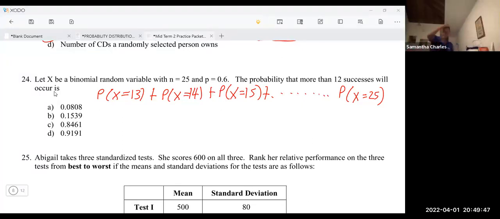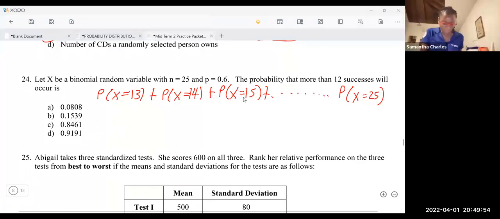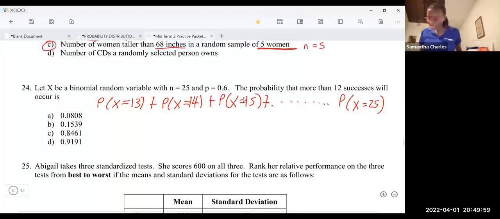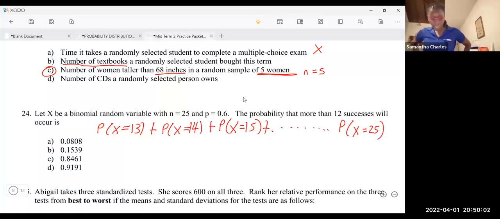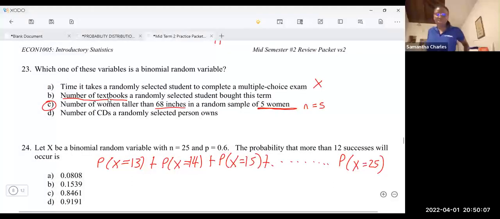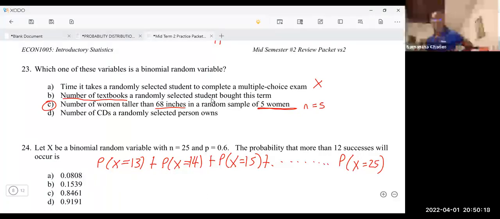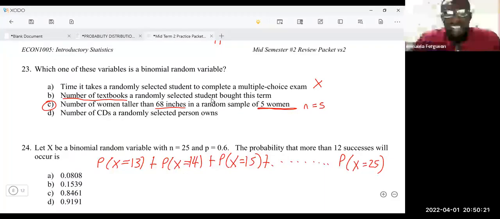They were debating that question in the group today. Hold on, repeat. They were debating question 23 today. But the teacher, Dr. Hamill, has 23 as B. As B, yeah. They were trying to understand why it's B. They can't figure out why it's B. All right, number of textbooks is fine, but the issue is you don't know the sample size and you can't determine P, the probability of success there.